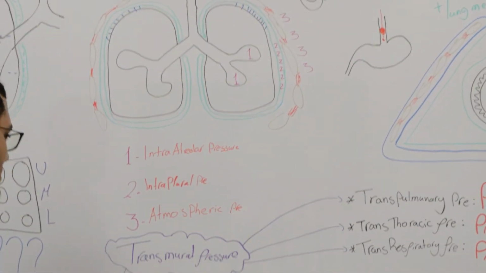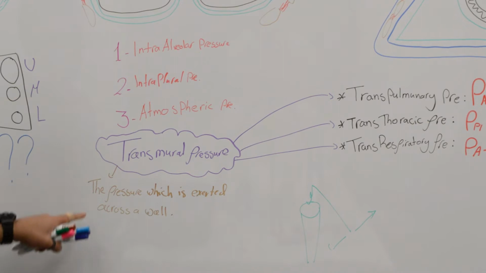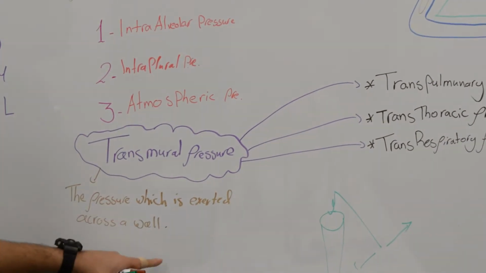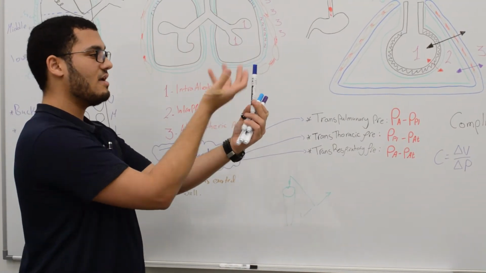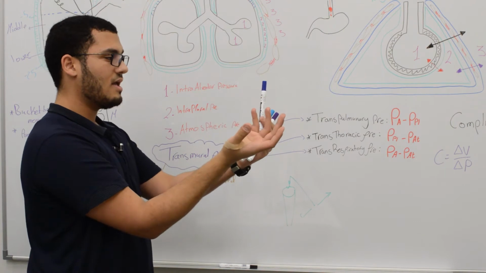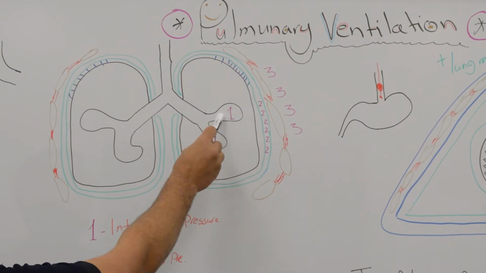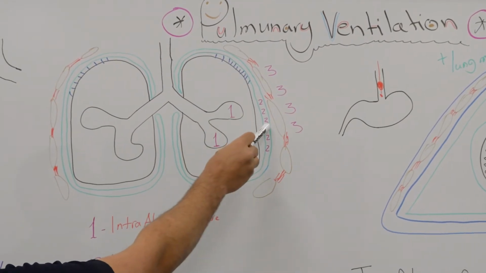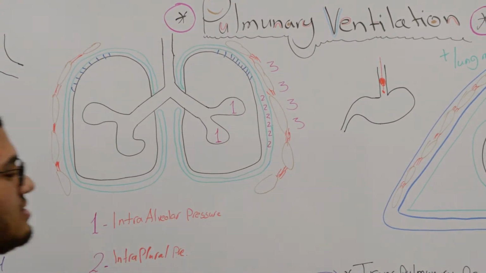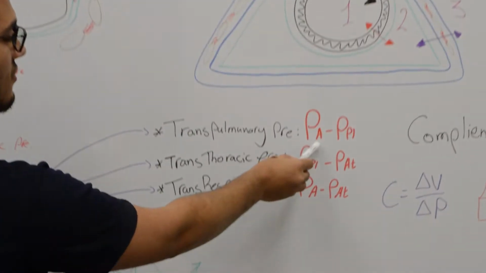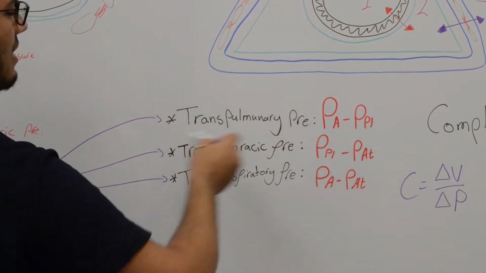There's a very important concept that I want to talk about, the transmural pressure. What does transmural pressure mean? It is the pressure exerted across a wall. So there is a wall, there's a pressure gradient here and a pressure gradient here. The pressure difference between them is the transmural pressure. So if you want to calculate the pressure between 1 and 2, the intra-alveolar pressure and the intrapleural pressure, this is called transpulmonary pressure, the pressure in the alveoli minus the pressure in the pleura. This is what Dr. Salah talked about, the transpulmonary pressure.